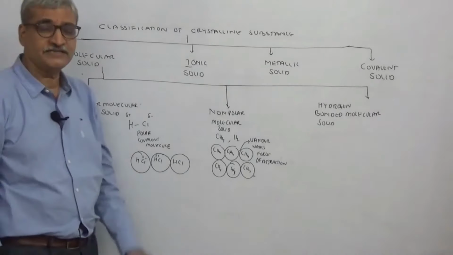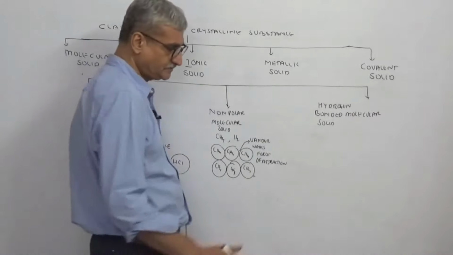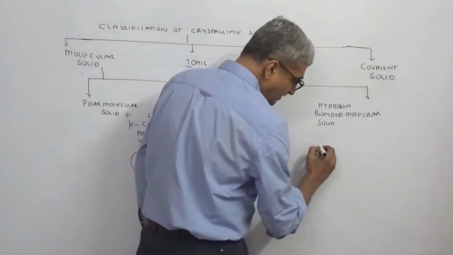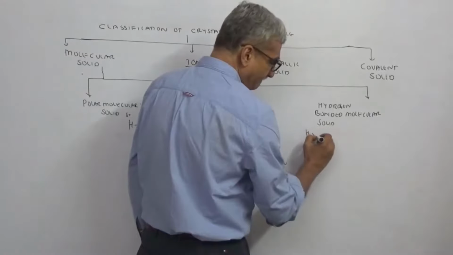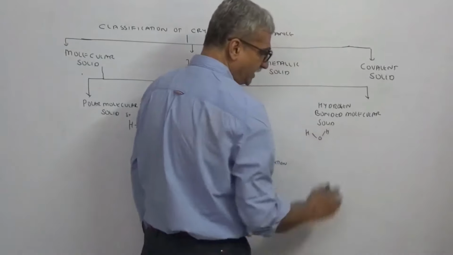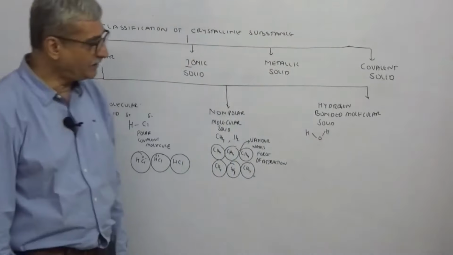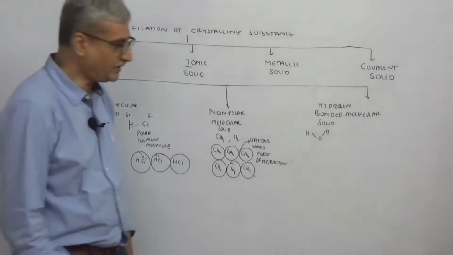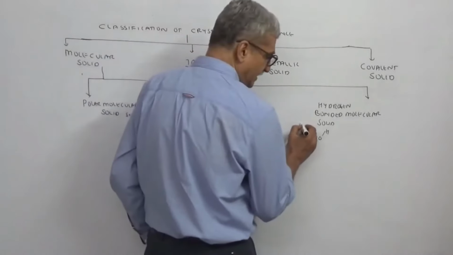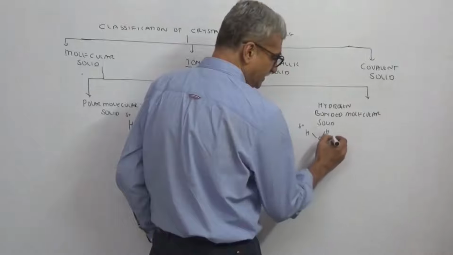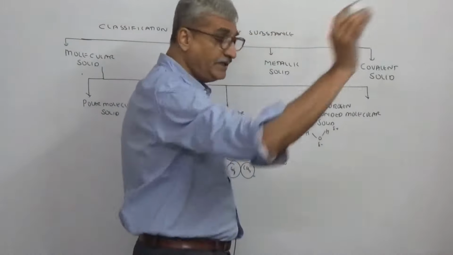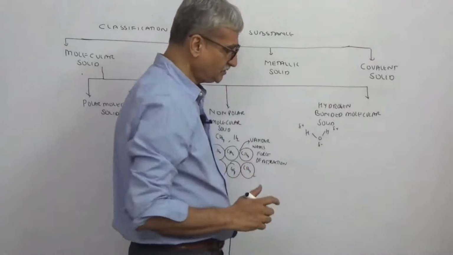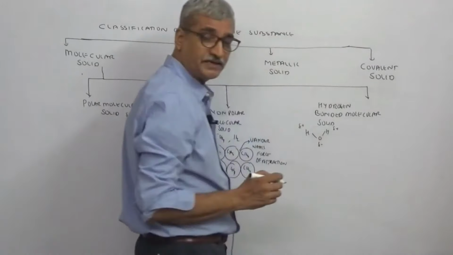The third case is water, ice. See, what happens in case of ice is, we know that water is H, O, H. We know that HOH is a polar molecule. Why? Because this is delta positive, this is delta negative, and this is delta positive. So in ice, how is the crystal structure there?